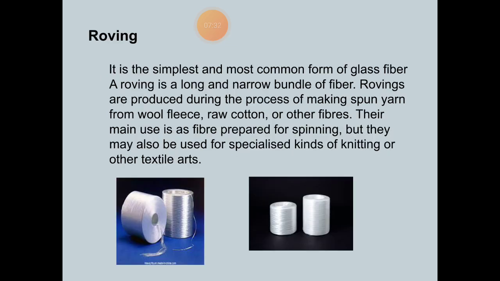The next one is the roving. It is the simplest and most common form of glass fibers. A roving is a long and narrow bundle of fibers. Roving is produced during the process of making spun yarn from wool, raw cotton, or other fibers. Their main use is as fiber prepared for spinning, but they may also be used in specialized kinds of knitting or other textile arts. See the diagram. The diagram shows something just like a roller.